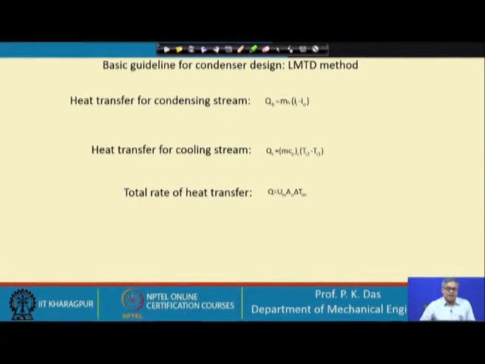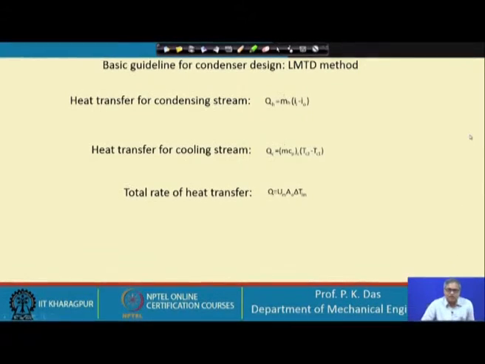With this, the basic guideline for now, as I have told, is that we will spend some time on the analysis of condensers. And first we take the shell and tube type condenser. Shell and tube type heat exchangers are quite common, and we have done their design. The analysis for the shell and tube type condenser is not very much different from that. And as this is the most used condenser configuration, we will spend some time on it.